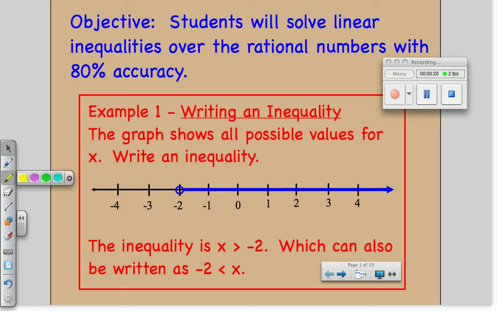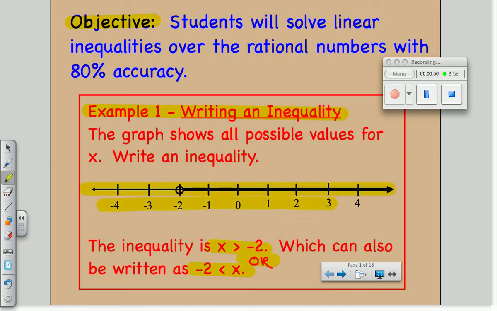So what I want you to write down here is your objective, obviously, always write that down. I want you to write down example 1, writing an inequality, and then write the inequality, X is greater than -2, okay? Or, write the word or on there also. You can also write X is greater than -2 as -2 is less than X. Either way is fine, so write both of those. And then I want you to draw the graph, okay?